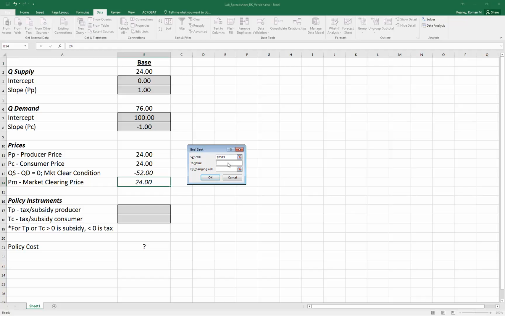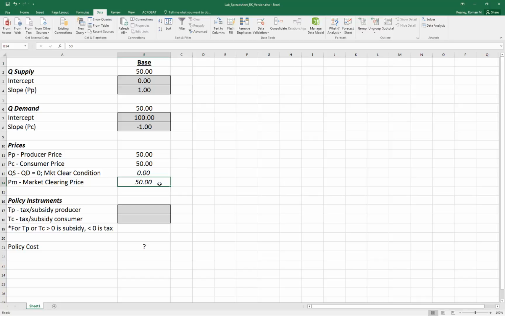And so that means we're going to type in 0 for the to value. So we set the market clearing equation equal to 0. And how do you do that? You do that by changing the market clearing price in B14. So B13 needs to be set to 0 by adjustments made to B14. Click on OK, and you'll see it scale its way around until it hits what you may have already predicted, the market clearing price of 50.